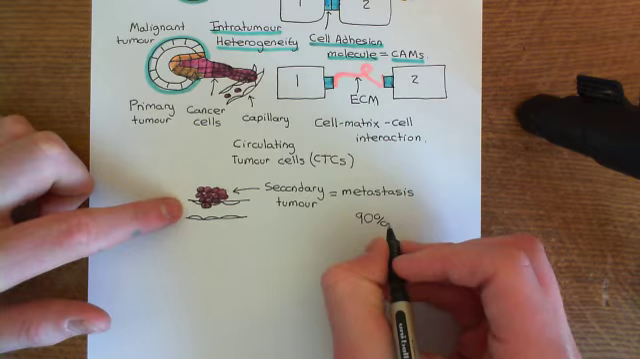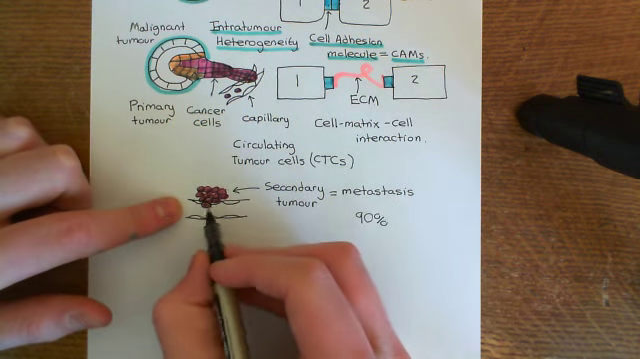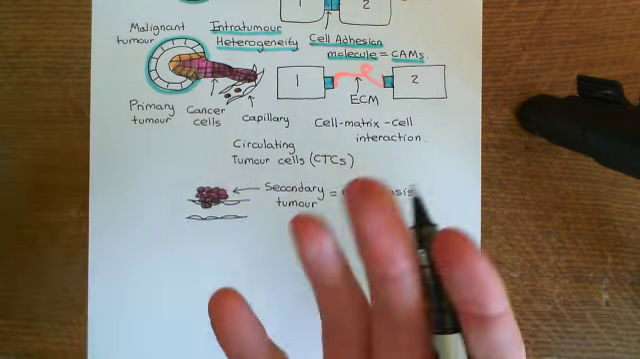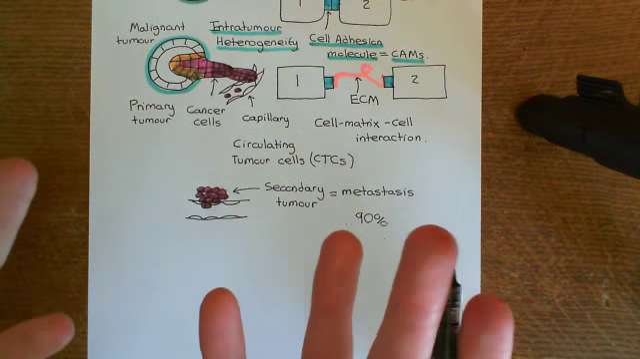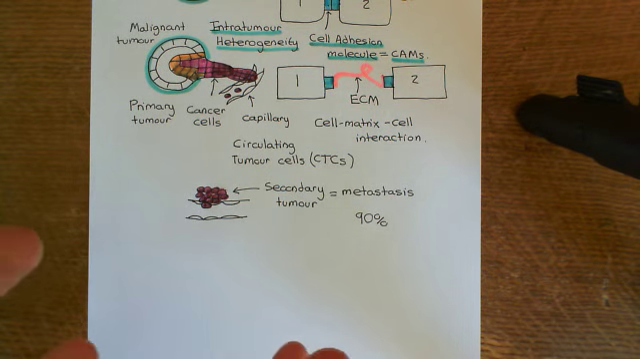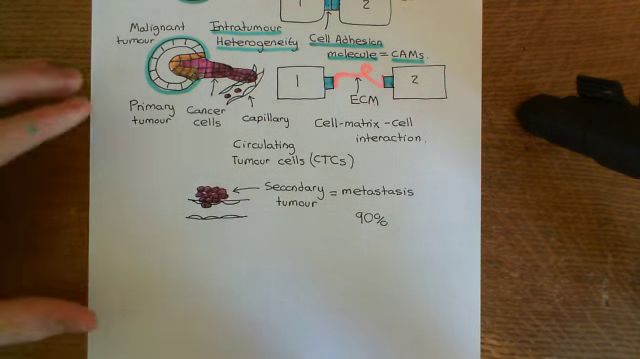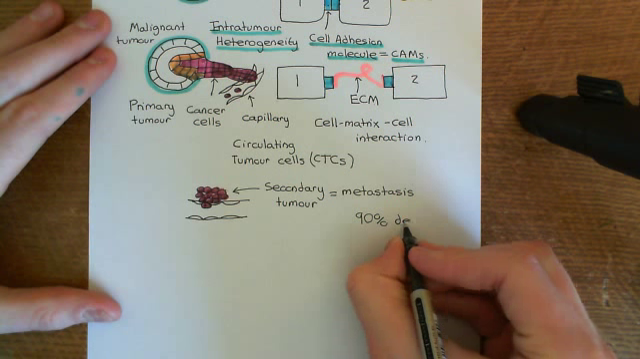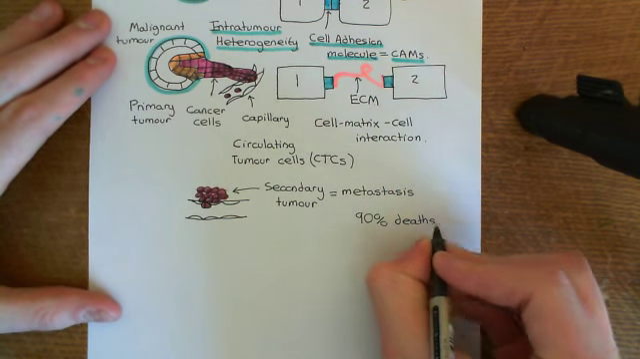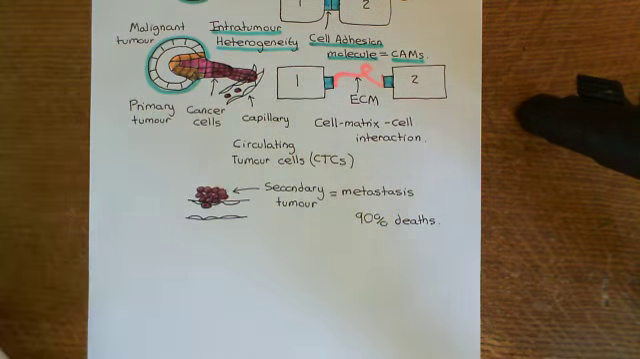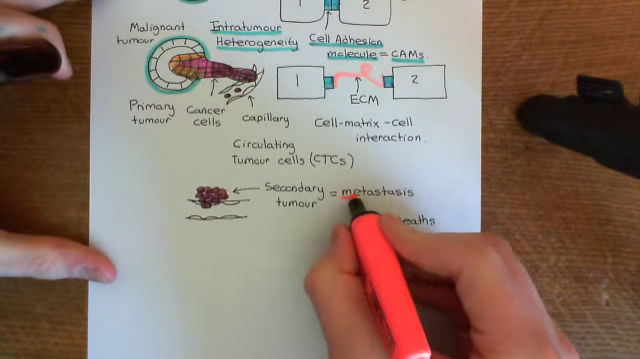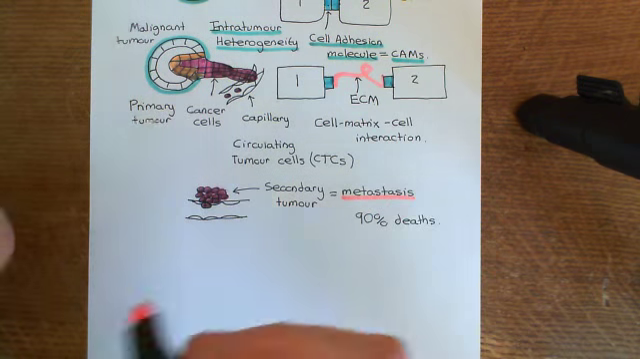Now why are the secondary tumours so deadly? Well, what happens if this happens in your brain, which is where it generally does happen, that kills you. If you get these tumours forming in your brain, they're going to destroy neural tissue, and that's generally what kills you, these secondary metastases within your brain. 90% of deaths are caused by secondary metastases, and it's mainly secondary metastases going to the brain that is the problem.